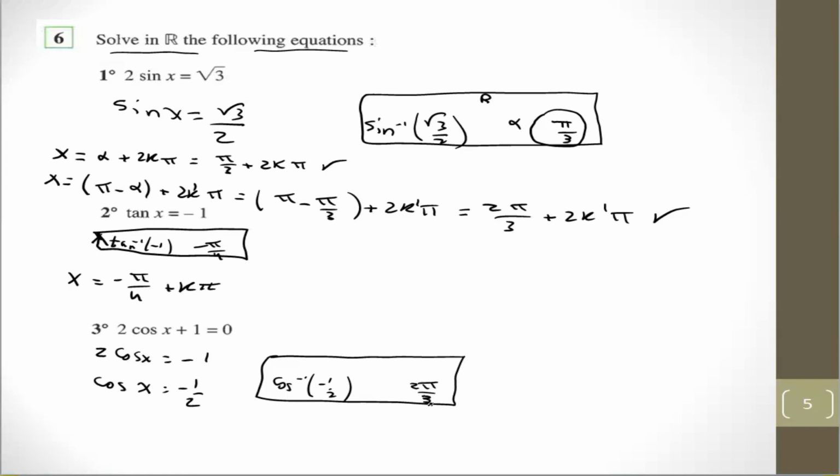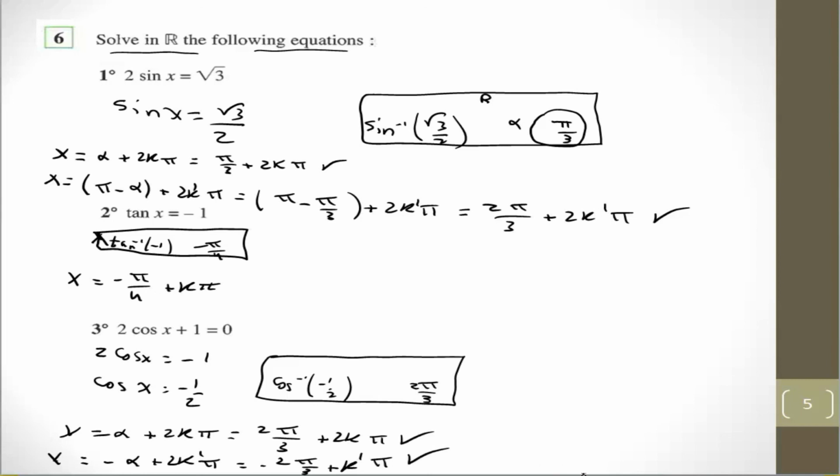So in this case we have two cases: x equal alpha plus 2k pi, equal 2 pi over 3 plus 2k pi, or x equal minus alpha plus 2k prime pi, equal minus 2 pi over 3 plus 2k prime pi. So we just write prime here, 2k prime pi. That's it. This is the first one, this is the second one.